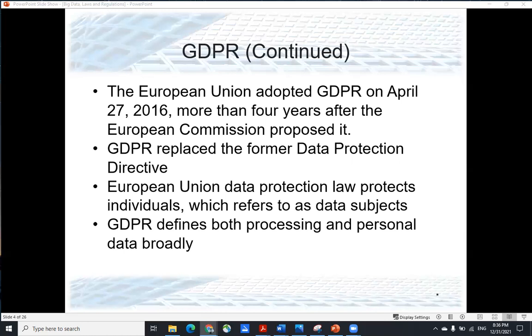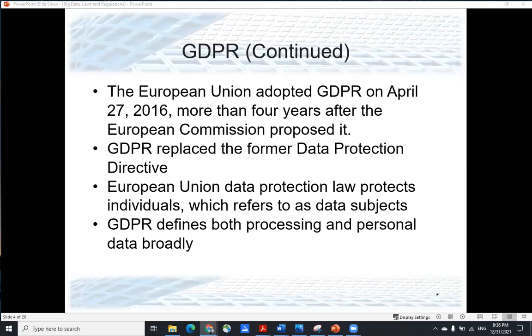For example, Brazil has its own LGPD, which is the Brazilian data privacy law, similar in a way to the European GDPR. This was also passed in 2018. And then China and other countries also have their own laws as well. But here we're talking about the GDPR, European Union.